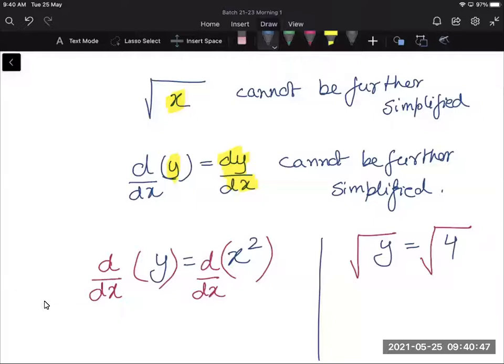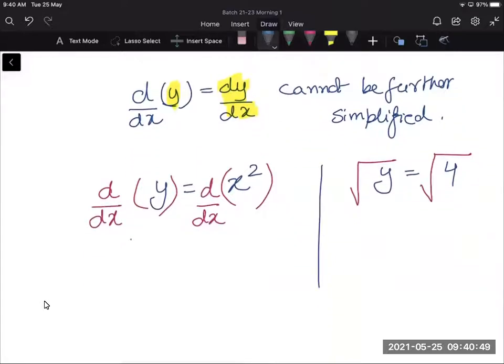Now, the LHS of this equation, d by dx of y, you cannot do anything here. So it becomes dy by dx. You just write it like this. The RHS of this equation, however, you can do something. You do know that this exists. Sir, will it become dx squared by dx?